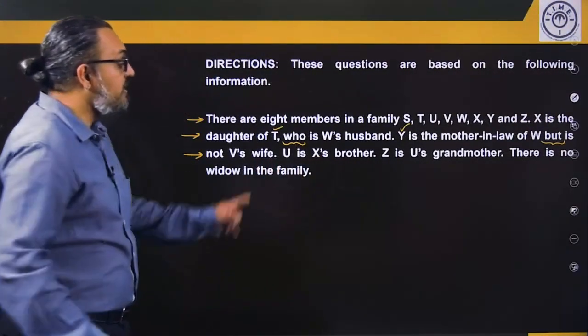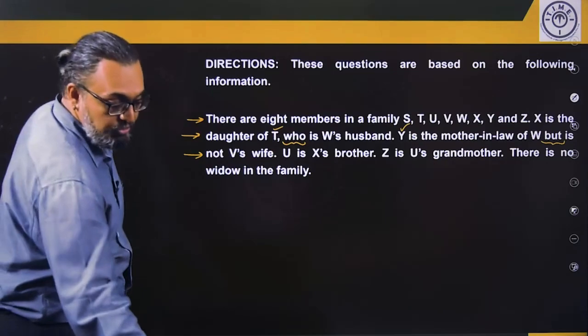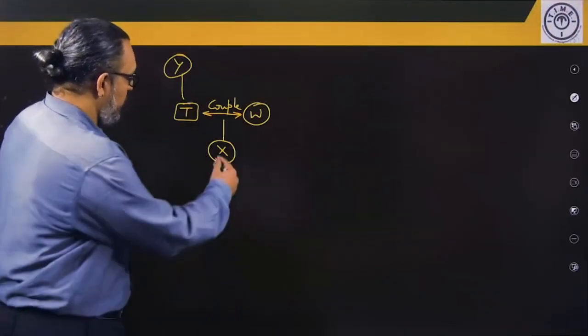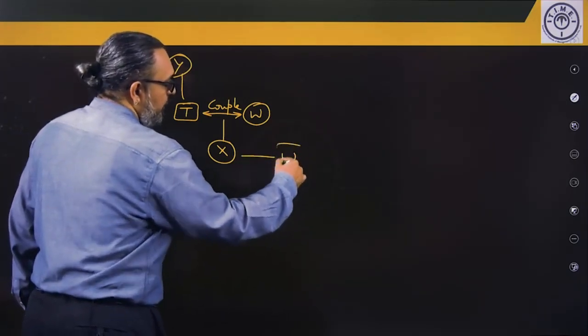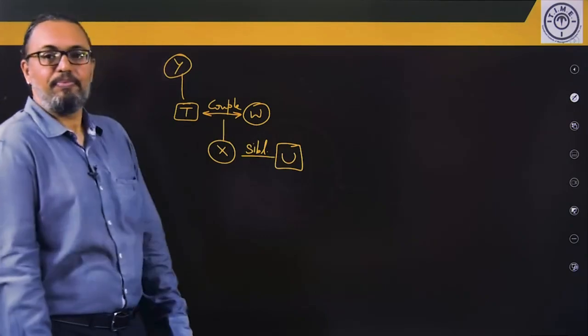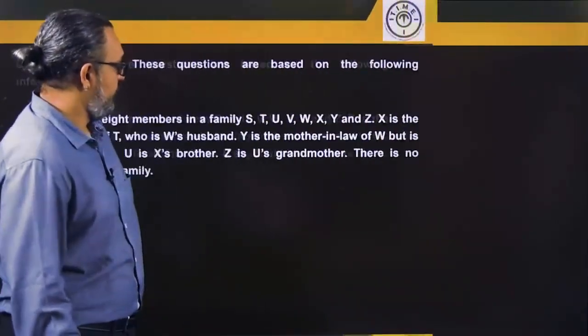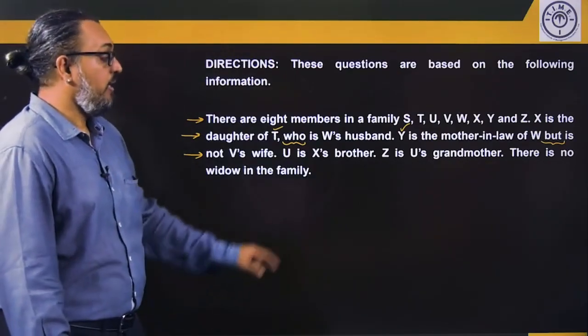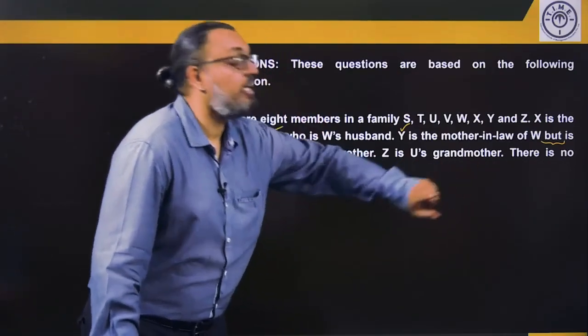Then U is X's brother. Okay, so we have U who is X's brother. So, X is here, we have U is a brother to X. So, they are siblings, correct? Then Z is U's grandmother. Okay, so he says Z is U's grandmother.